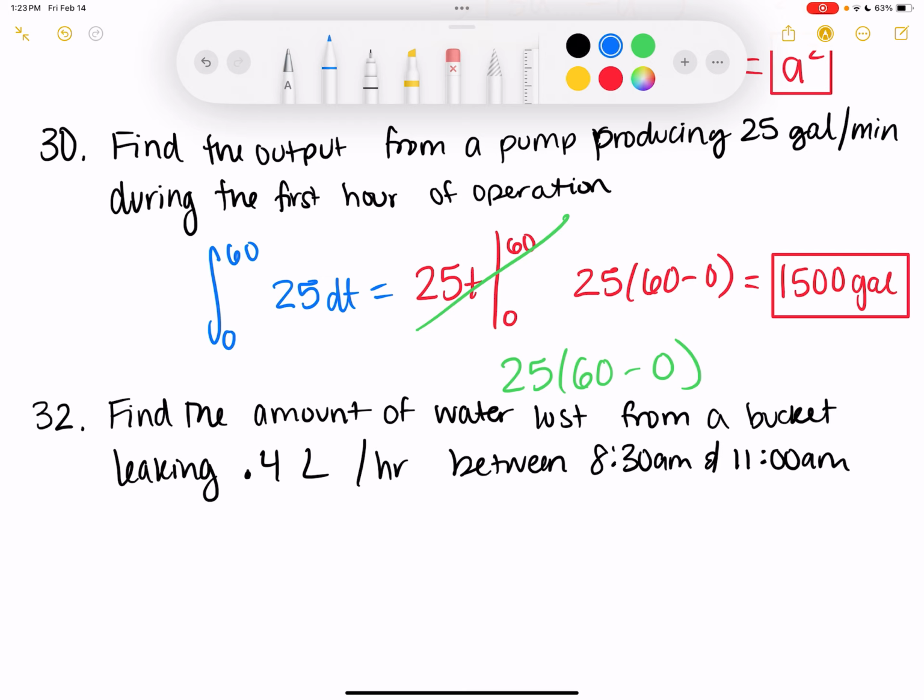So obviously I can't just put time in my integral, but I know that 30 minutes is what of an hour. So what I can do is I can do the integral from 8.5 to 11 of 0.4 dt. And then technically using the theorem here, I would have 0.4 times 11 minus 8.5. And that's 1 liter.